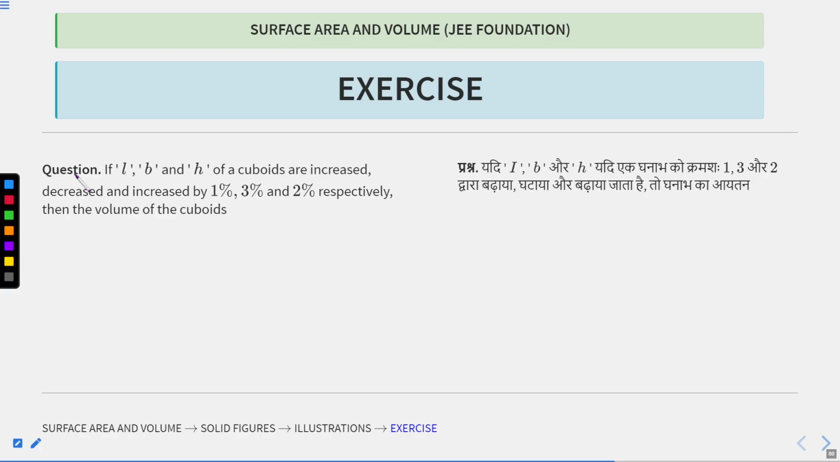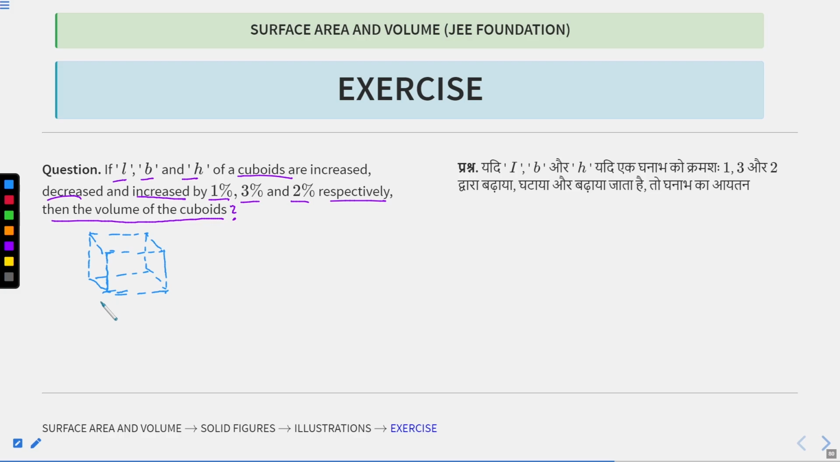Now in this question, if L, B, H of a cuboid are increased, decreased, and again increased by 1%, 3%, 2% respectively, then we have to find out the volume of the cuboid. So here let's make a cuboid. My cuboid will look like this, like this, a cuboid or box, you can say.